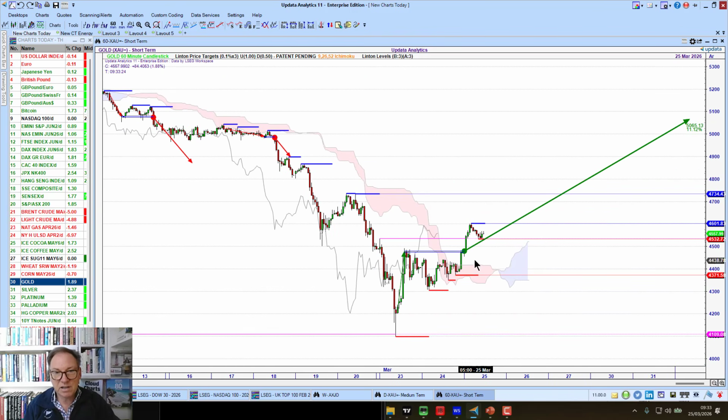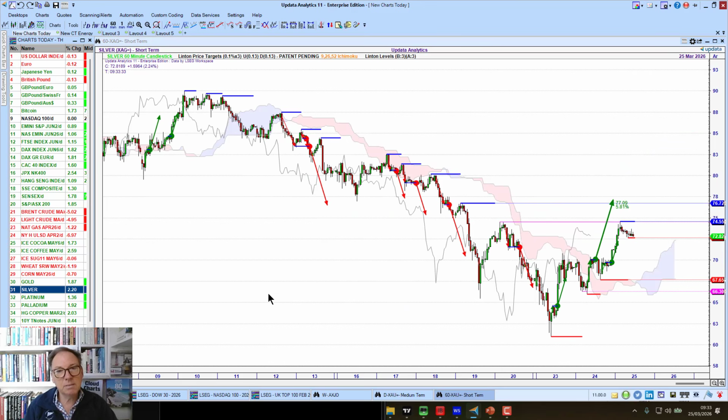There's a bit of an ascending triangle going on there, and we are pushing higher there with a new upside target. Silver, similarly, recovering with an upside target, not quite as big as the gold one, but it is there.